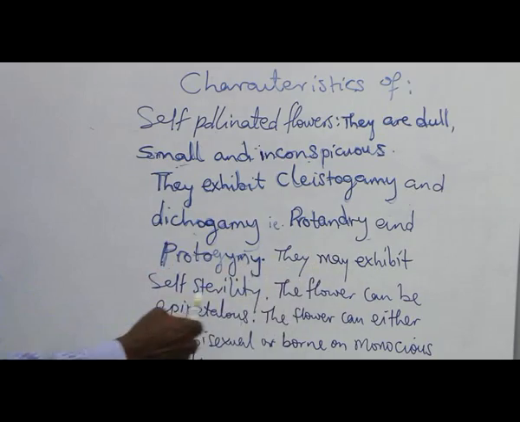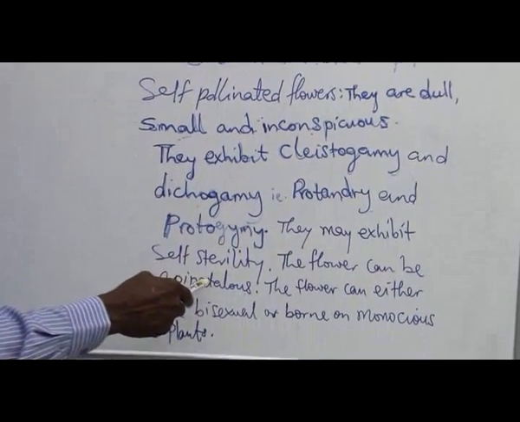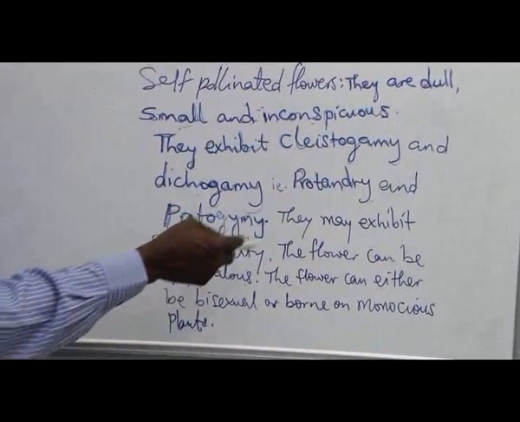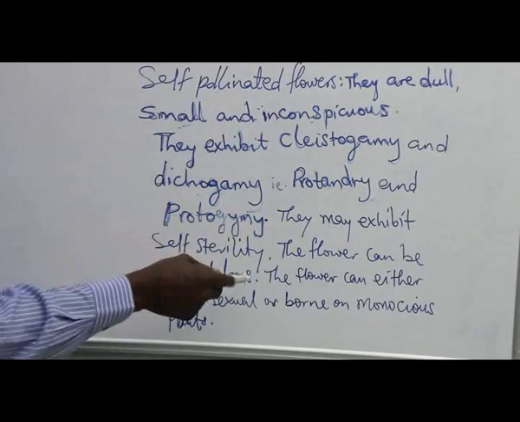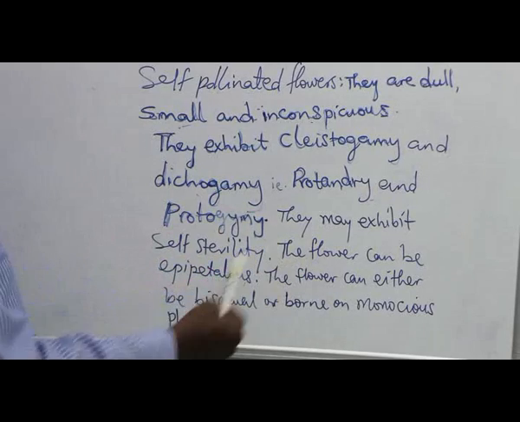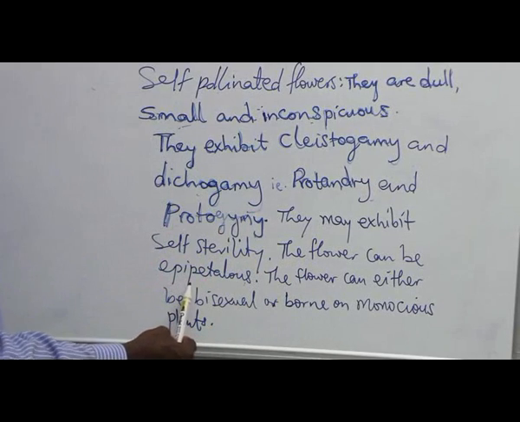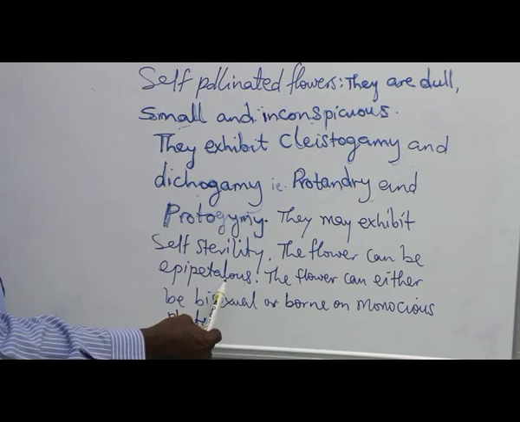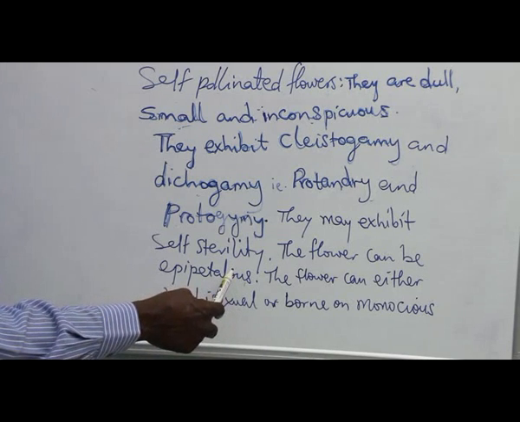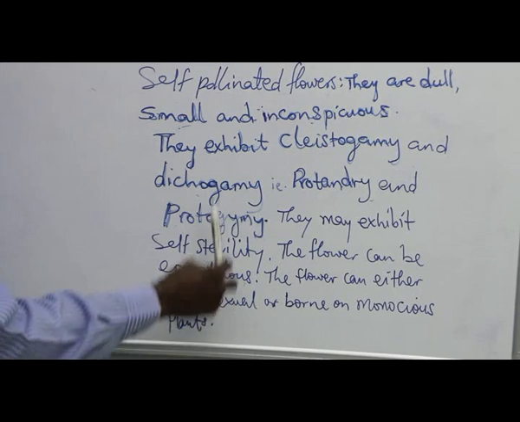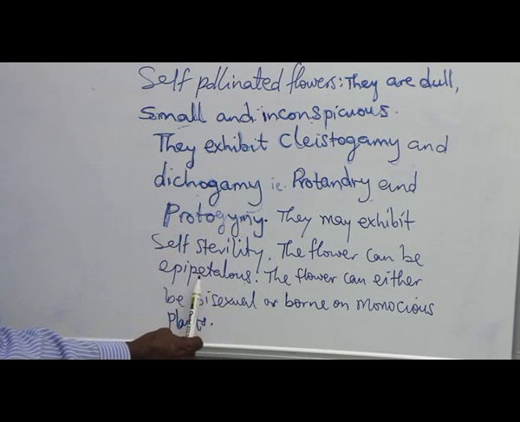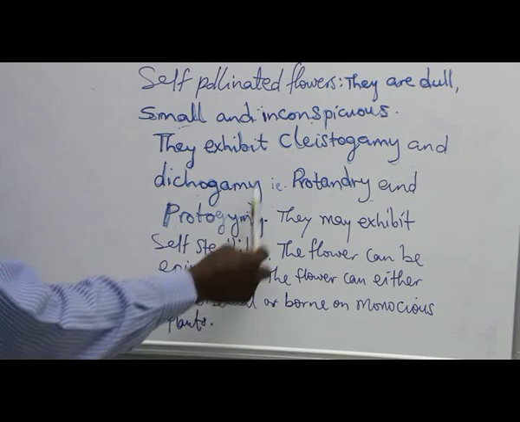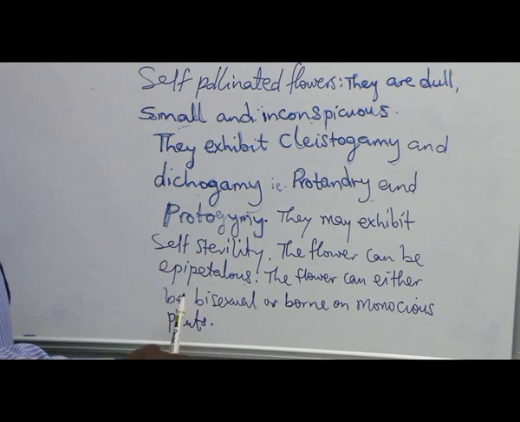They may exhibit self-sterility, that is incompatibility. If the pollen grain falls on the stigma of the same flower, the pollen grain will not germinate. The flower can be epipetalous. In other words, the stamens are borne on the petals. As the carpel grows through the wall of the corolla, it grows through the stamens and picks up the pollen grain.